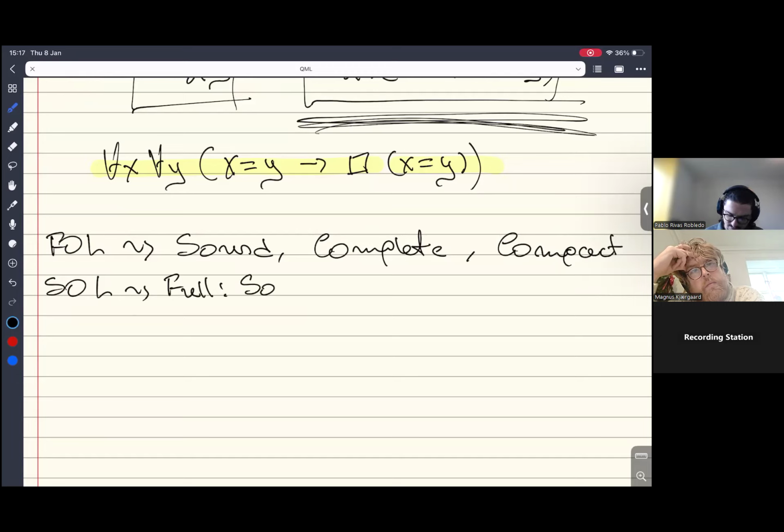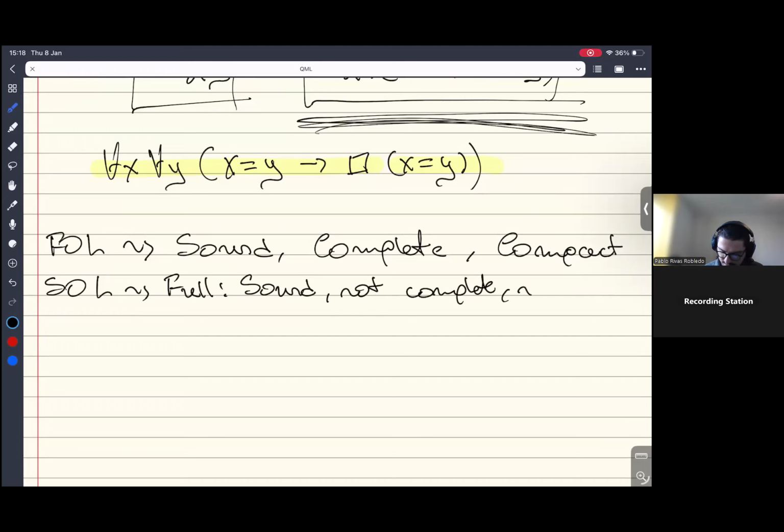Then this is sound. This is not complete. And this is not compact. It basically has to do with how much you can say in second order logic, but basically, if you want a one line argument, this can perfectly encode arithmetic, by Gödel's incompleteness theorem.